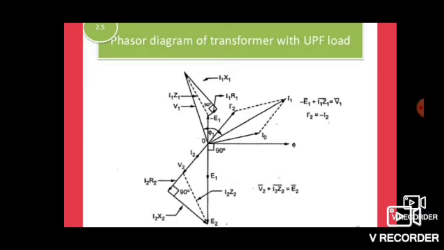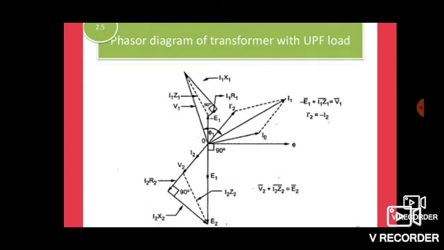Then we have to go for the induced voltages E1 and E2. E1 and E2 have a 90 degree phase lag with the flux phi. We have to draw E1 and E2 in the same phase. We are taking a step up transformer, so the value of E2 is more than the value of E1.